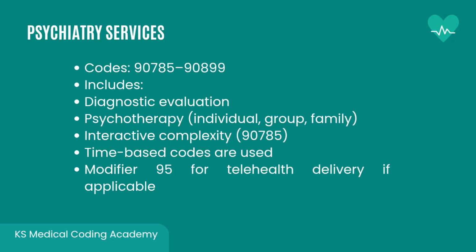Psychiatry services. Psychiatry codes range from 90785 to 90899. They include diagnostic interviews, psychotherapy sessions, individual, family, and group. The interactive complexity add-on code 90785. These are time-based, so watch the time units closely. Also remember, modifier 95 is used when delivered via telehealth.